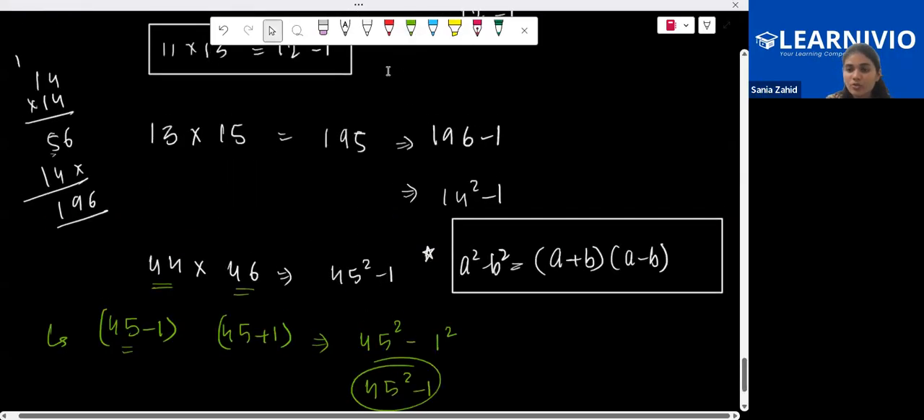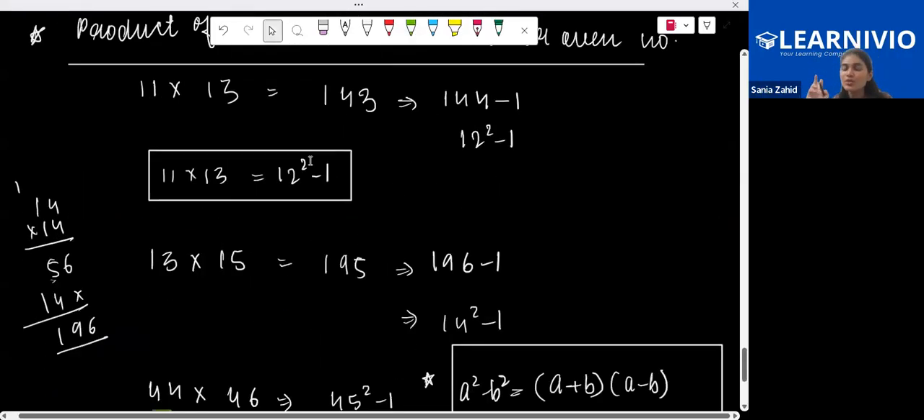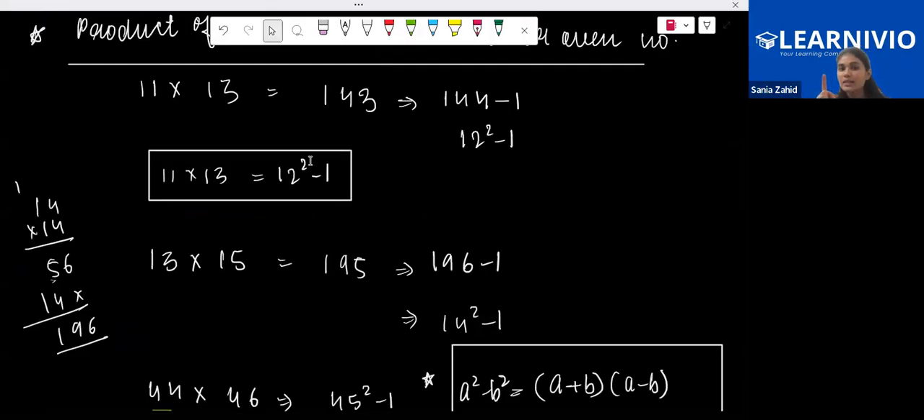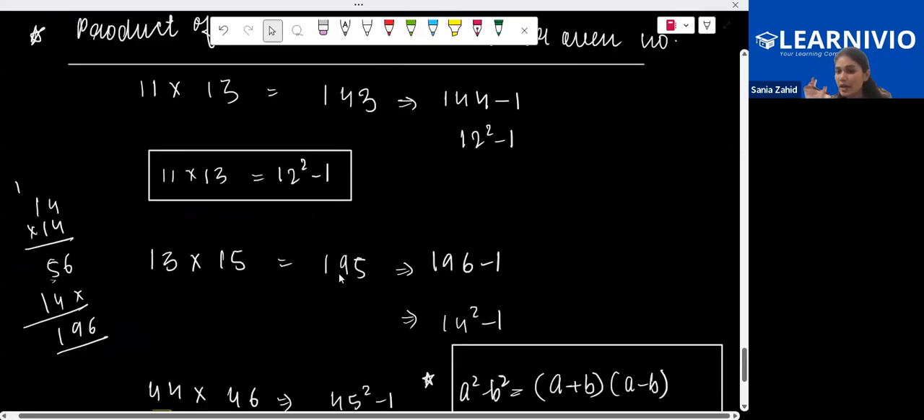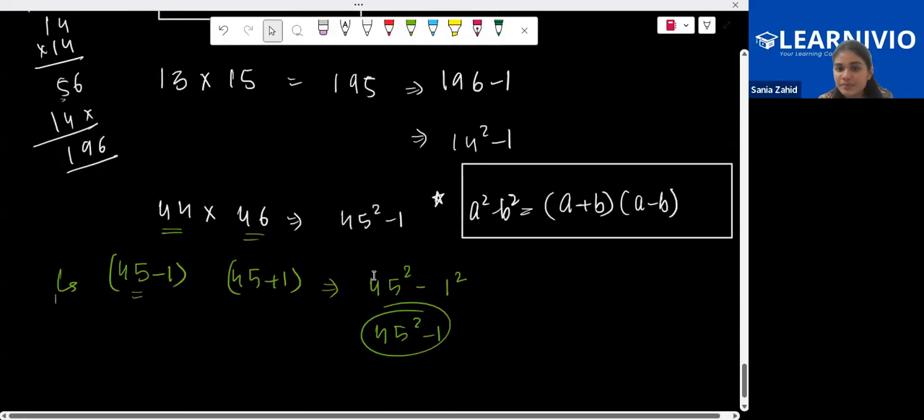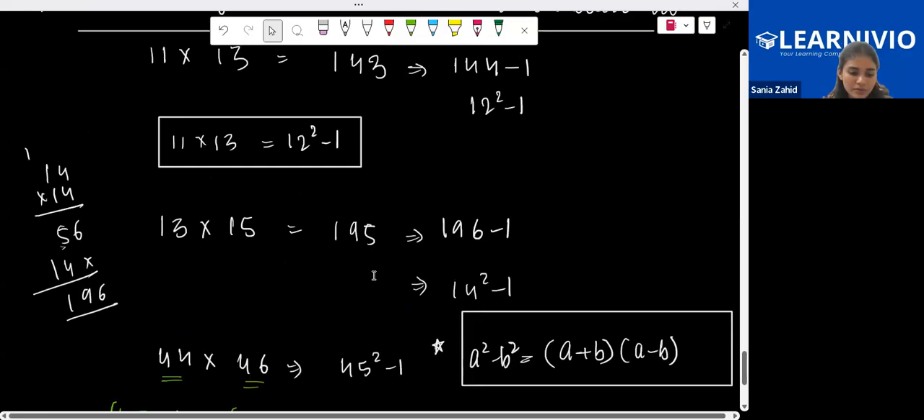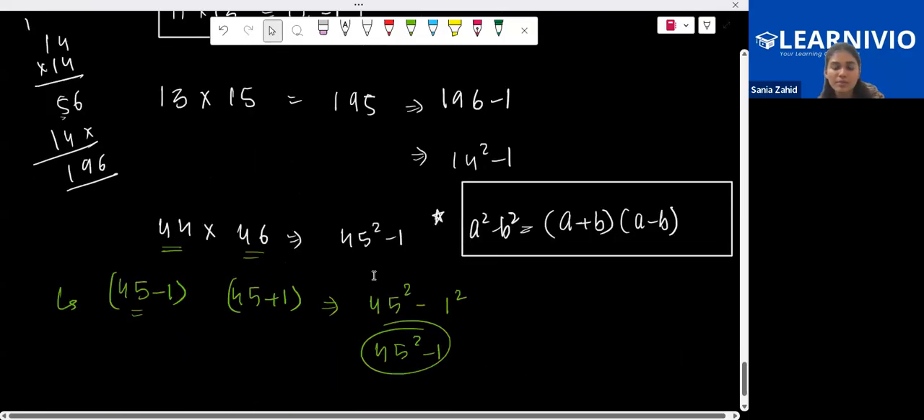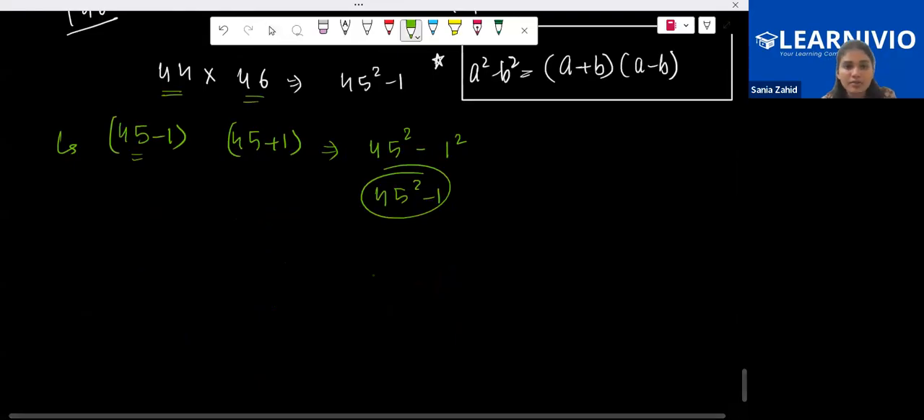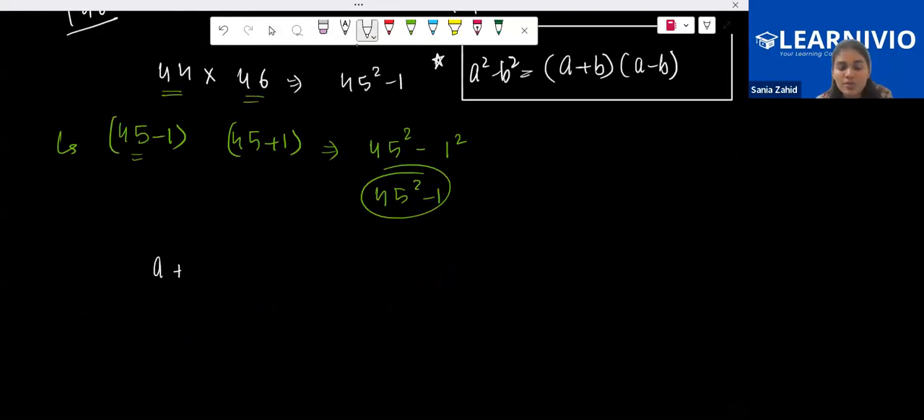Okay, children? So do you understand that whenever I have two consecutive odd numbers or two consecutive even numbers and I find the product of those numbers, I will represent it as the square of the middle number minus 1? Any doubts in this pattern? Understood? Yes, ma'am. Good. So remember that whenever I have a plus 1, a minus 1, it is represented as a square minus 1.